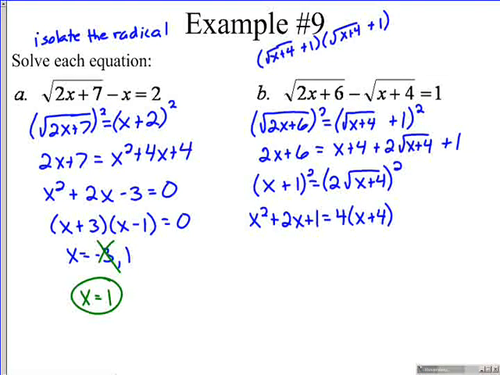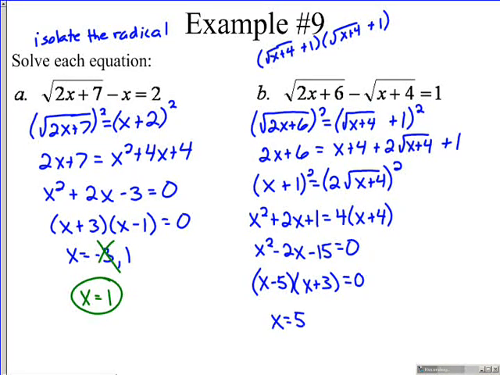And now, once again, we have a quadratic equation. We need to get everything on one side, factor, or use the quadratic formula. Subtract the 4x over. Subtract 16 over. Once again, look to see if this factors. Again, we have a factorable equation. x minus 5 times x plus 3 equals 0. Two solutions are 5 and negative 3.